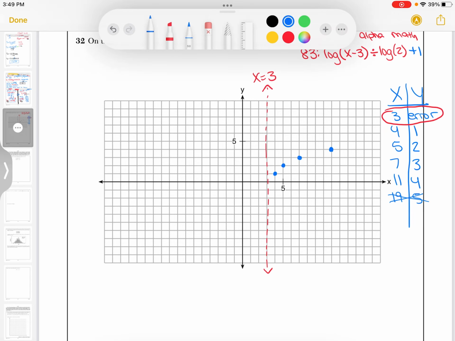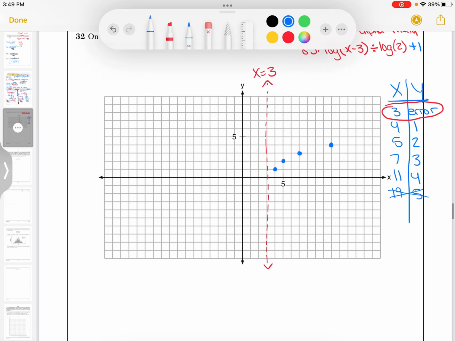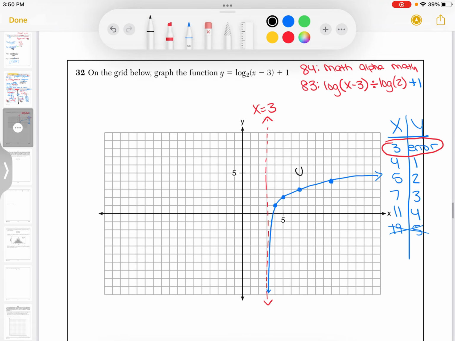And now when I connect all of my points, did I graph? Yeah, I did. When I connect these, it's going to go like this forever in this direction, but when it comes this way, I can't hit that asymptote. It's just going to get close to it, but it's never going to actually hit it. And that's my graph. I'm going to label it for good measure. Log base 2 of x minus 3 plus 1, and there we are. Perfect.